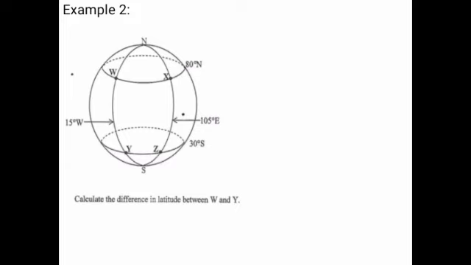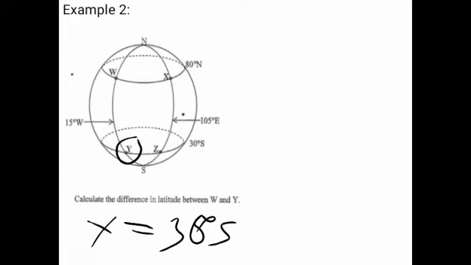The question is saying, calculate the difference in latitude between W and Y. So Y is right here. So Y is lying on latitude what? So Y is lying on 30 degrees south. Okay, and let's look at W, which is right here. W is on 80 degrees north.